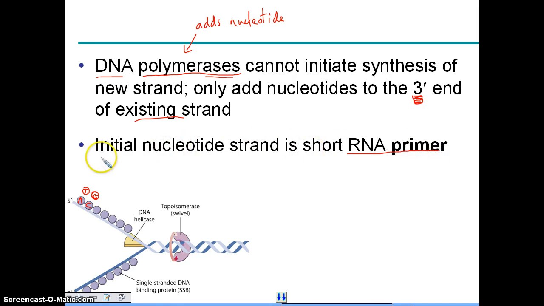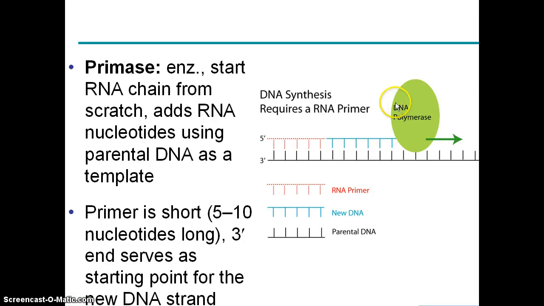Now, what happens is before you even start synthesizing a new DNA strand, you actually get this RNA lay down a short sequence so that DNA polymerase can attach to it and begin adding DNA nucleotides. So this image helps us visualize what's going on here. Here you see DNA synthesis occurring in the 5' to 3' direction. So the molecules are being added to the 3' end of the existing strand. But again, DNA polymerase needs to attach its nucleotides to an existing molecule.